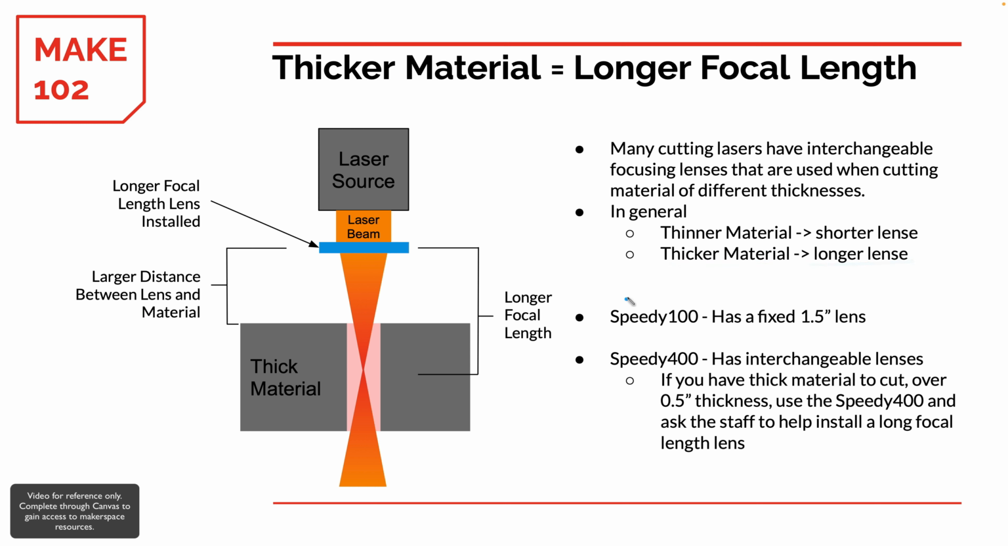Now, we have several laser cutters. Our Speedy 100 laser cutters have a fixed lens of 1.5 inches, so you cannot change the lens on these machines. If you have to cut thicker material, our Speedy 400 lasers have interchangeable lenses. So if you need to cut material over about a half an inch thick, you should be on a machine with interchangeable lenses, and you should ask the staff to help install a longer focal length lens.